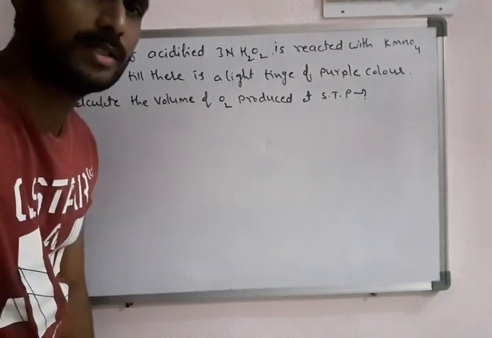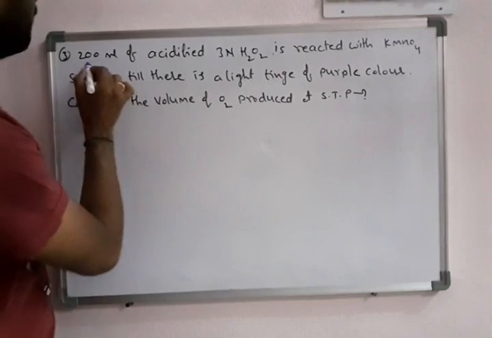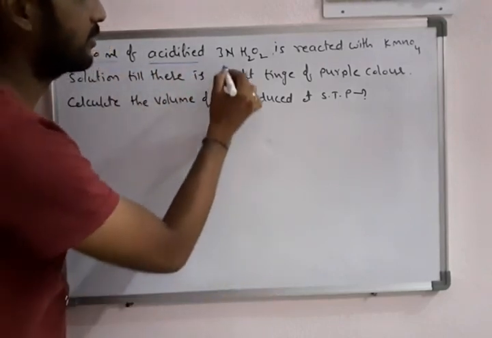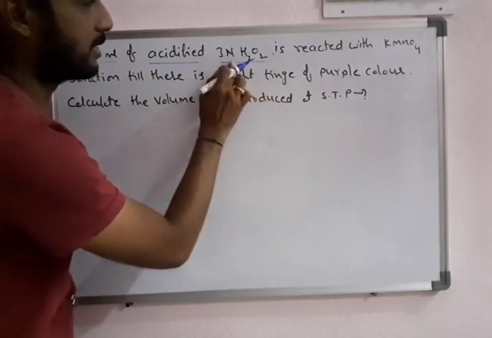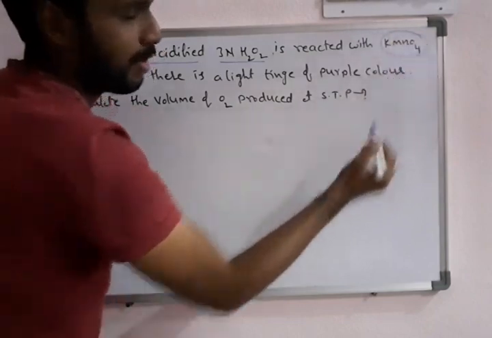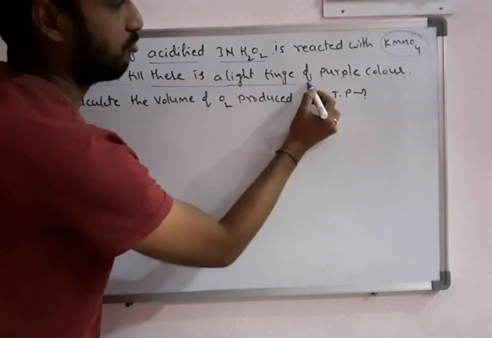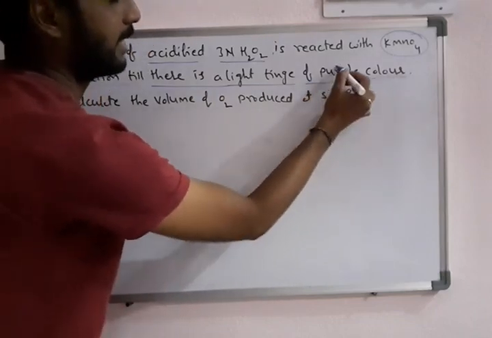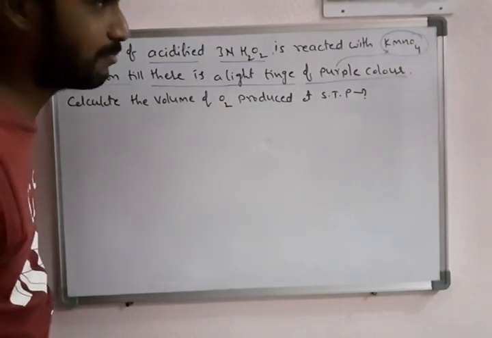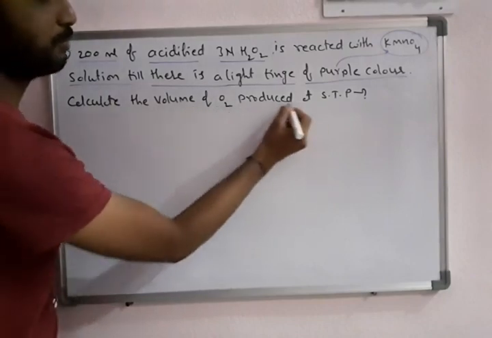Okay, see the last one, based on volume strength of hydrogen peroxide. Here 200 milliliters of acidified, meaning given in acidic medium, 3N normality of hydrogen peroxide is given. This 3N H2O2 is reacting with potassium permanganate solution till there is a light tinge of purple color. The purple color indicates the color of potassium permanganate, which is also called a deep violet color. So we need to calculate the volume of O2 produced at STP.